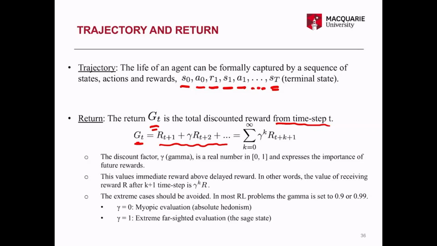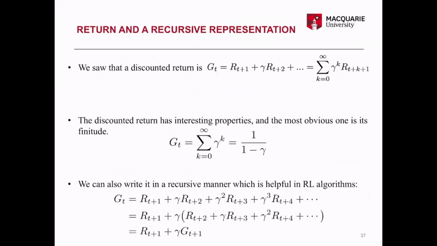If you set this gamma to 0, it means absolute hedonism. Your agent is just trying to maximize the most immediate reward. You have to avoid extreme versions. If you set it to 1, it means that it's considering all the rewards equally, which is not very beneficial for the agent in playing optimally. So this is one of the things.